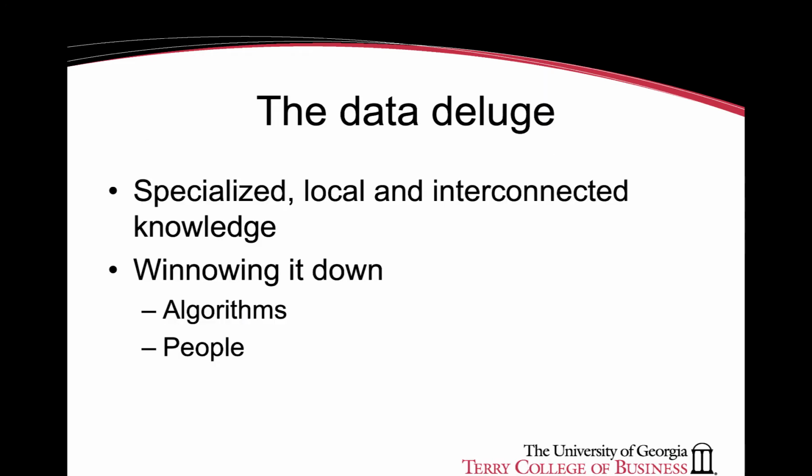This data is specialized. As they come from devices, they contain device-specific information. As they are related to specific people, the data that is coming is local. And because individuals and devices generate several streams of data in a particular context, these data sources are interconnected. And so this data deluge results in specialized, local, and interconnected knowledge.